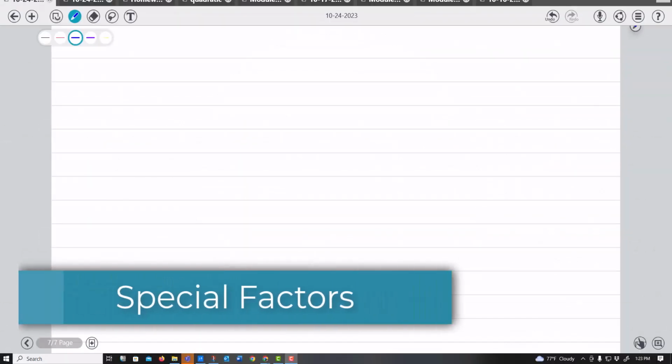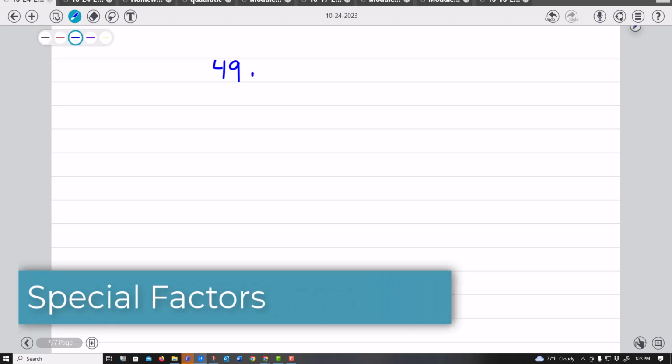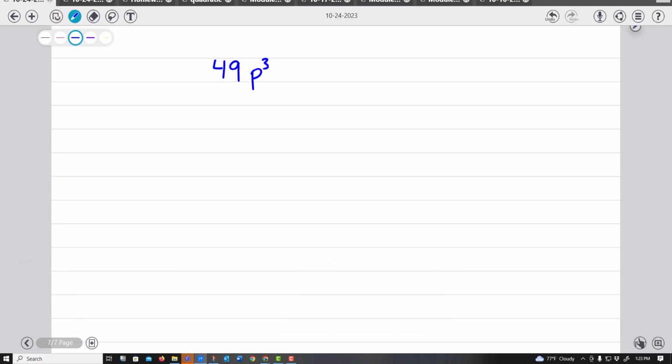All right, let's factor 49p cubed q minus 64p q cubed, if I wrote that right. So when I first looked at this, I was like, huh, these are perfect squares, 7 and 7 and 8 and 8, but all this other business is not, right?